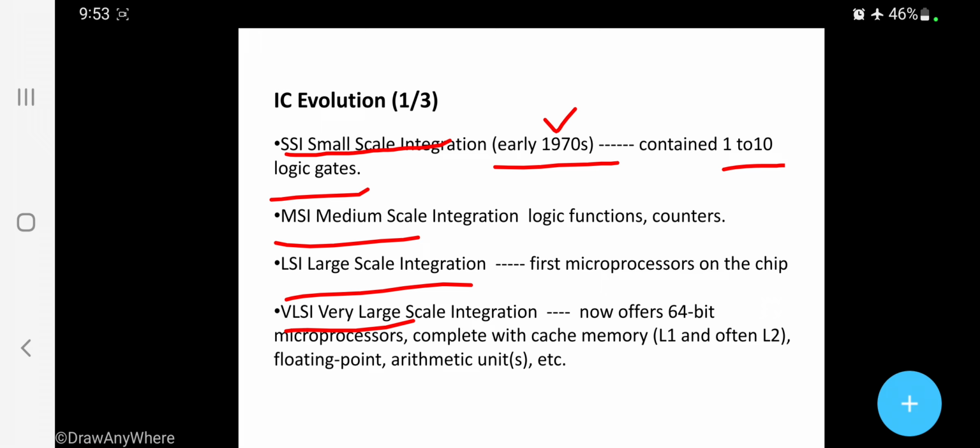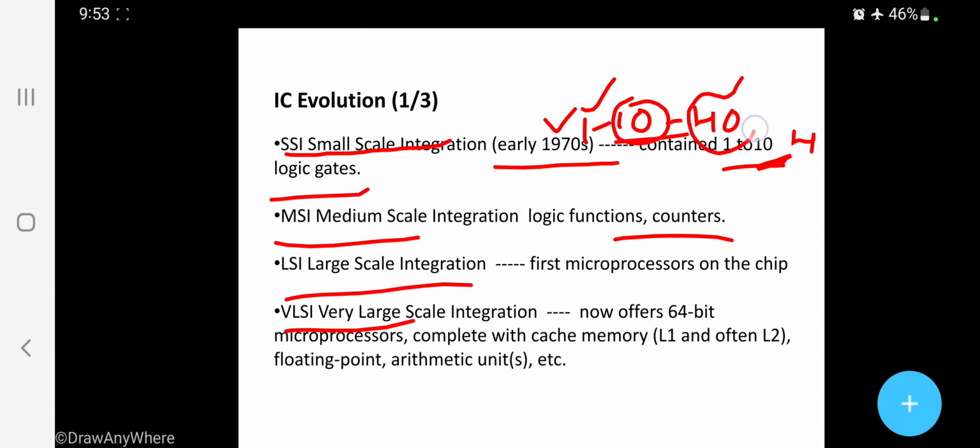And flip flops, then we have counters in medium scale integration. So the number of transistors in the early 70s is around 1 to 40 transistors. That is a very small number. 1 to 10 gates, it depends on how the design was made. Each logic gate requires 4 transistors or 2 transistors, depending on the logic gate. So the number of transistors is very small in small scale integration.